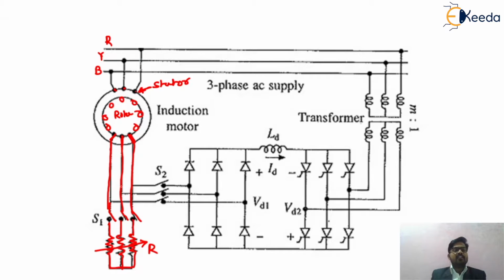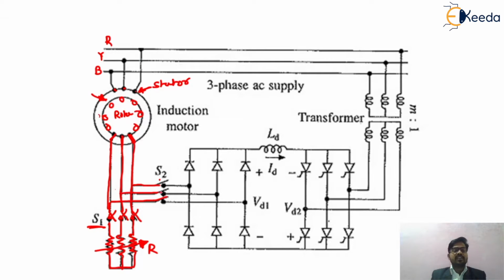So friends, at the starting of the circuit, the condition of S1 should be closed. At the starting of the static Scherbius drive, the switch S1 will be closed. If S1 is closed, then the total resistance will be inserted in the rotor circuit. So the slip ring induction motor works as a rotor resistance speed control technique. But when this induction motor runs at near about 80% of its rated speed, automatically this switch S1 will be open, and now the switch S2 will be closed.